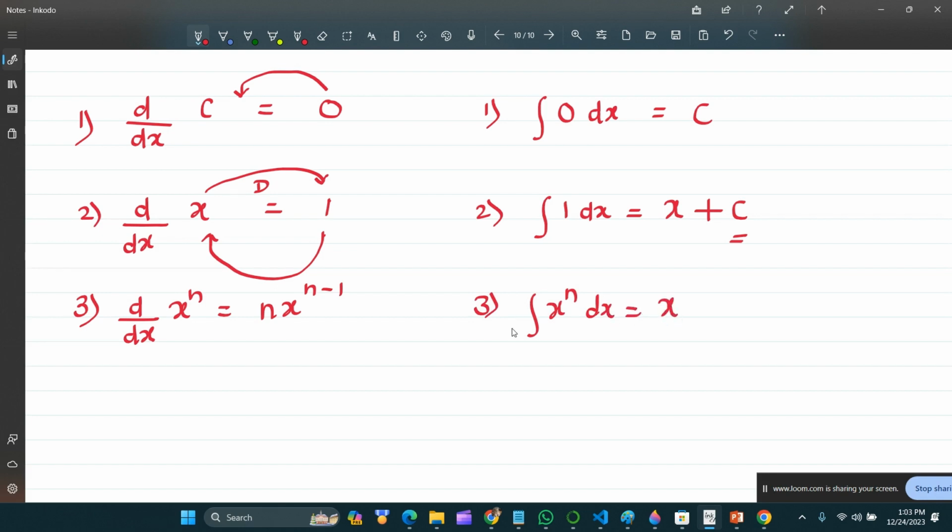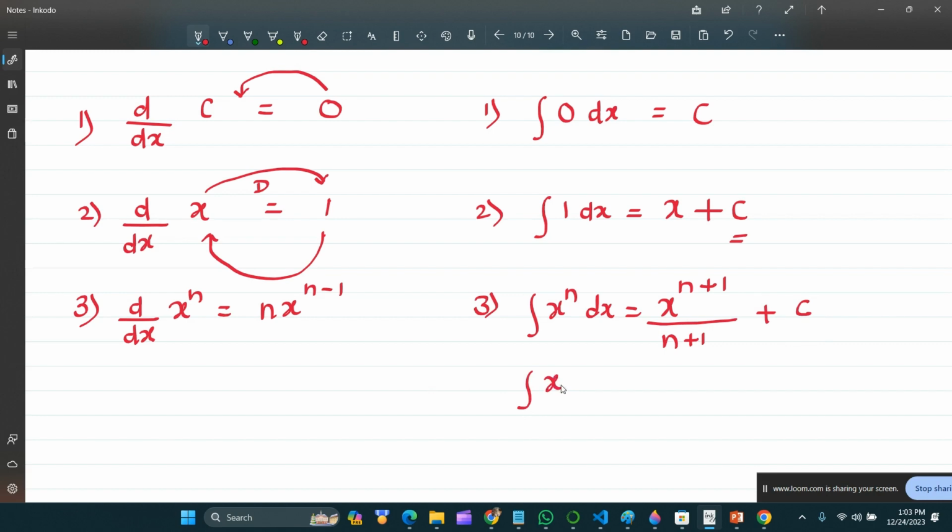increased power of x. As you can see here, the power of x is decreased, that is n minus 1. Here the opposite process, meaning we have to add plus 1: x raised to n plus 1 divided by n plus 1, plus c. Okay, so we have to add plus c everywhere. Now we'll see one example.